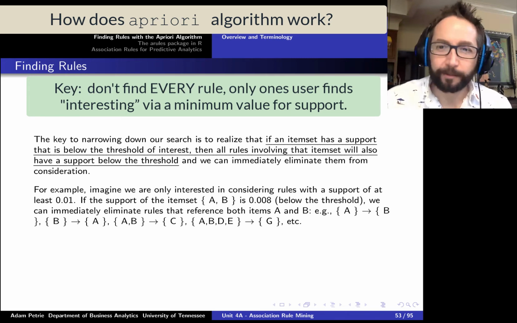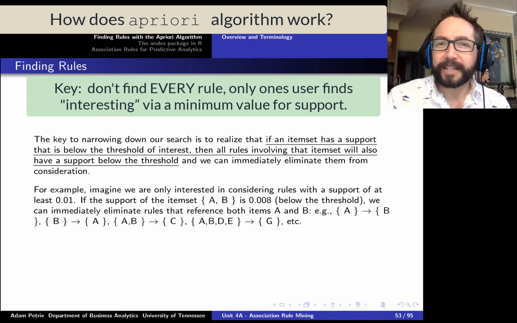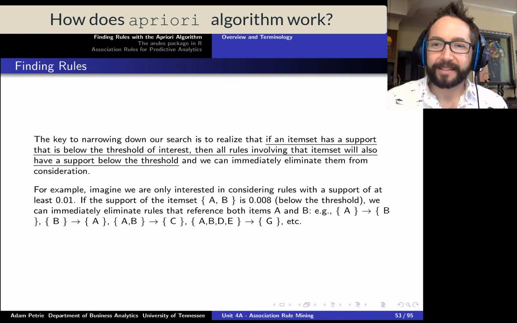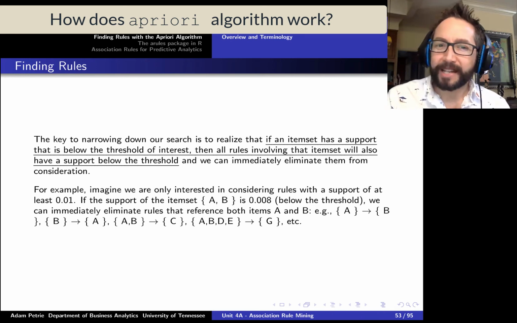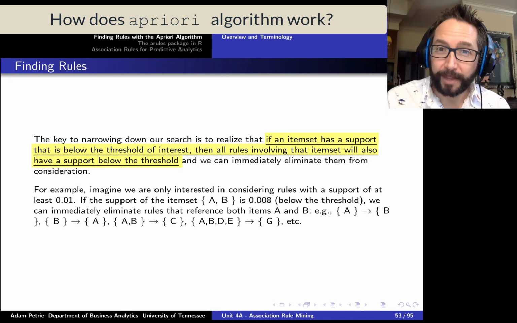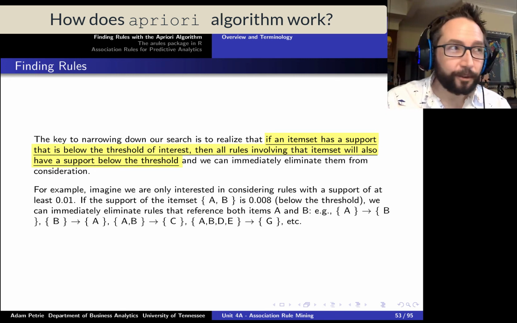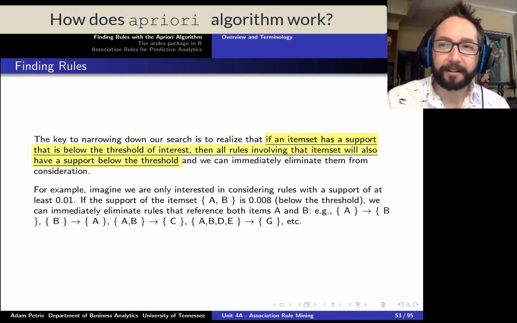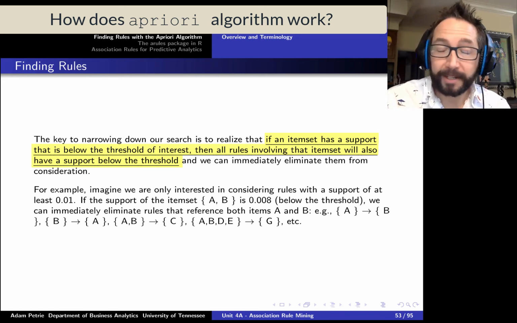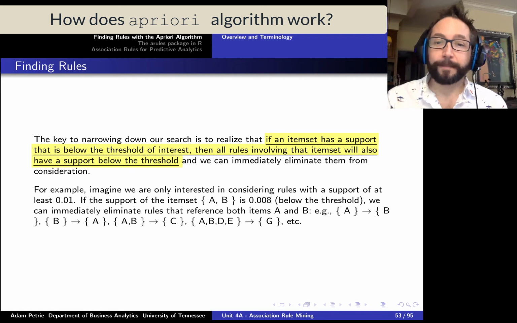Too rare, we don't care. So here's the key observation. If we think of some item set, say the combination of items A, B, C, and D, if an item set has a support that's below our support threshold of interest, then all rules involving that item set will also have a support below that threshold as well. So if we stumble upon a relatively rare item set, that's going to allow us to eliminate many rules and many other combinations from consideration.